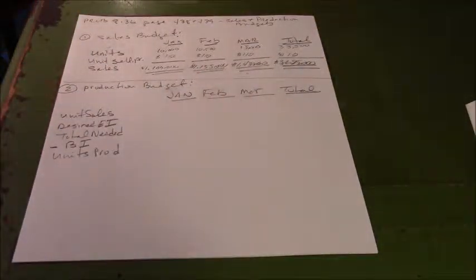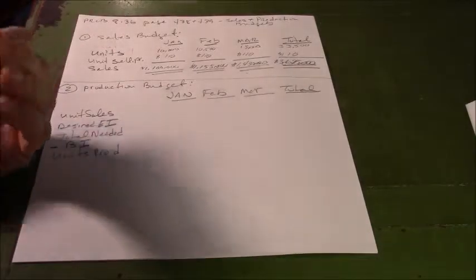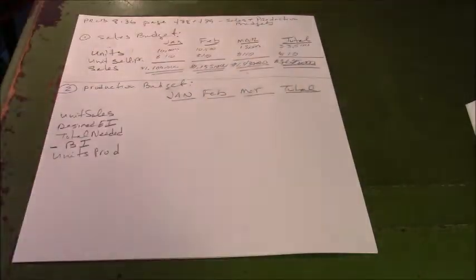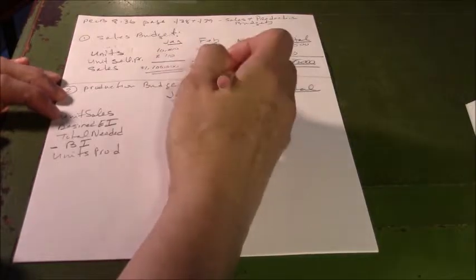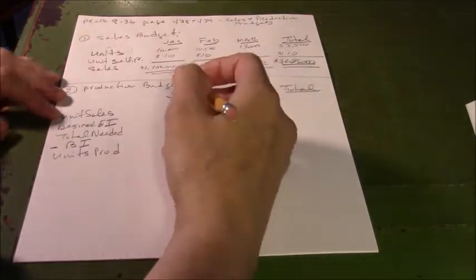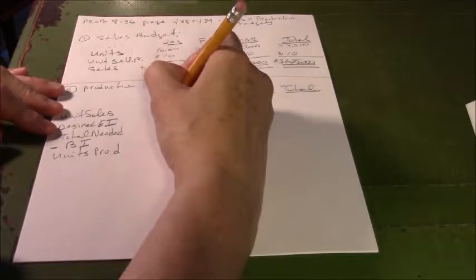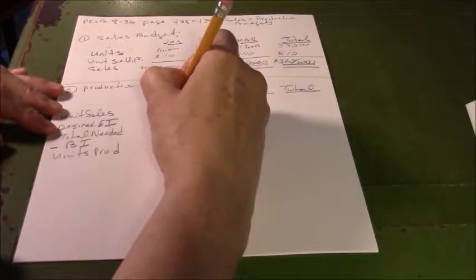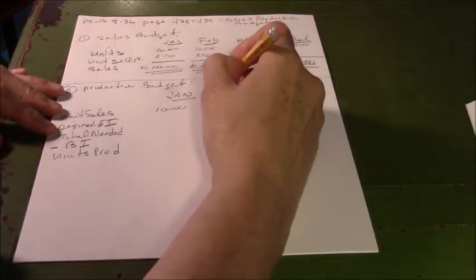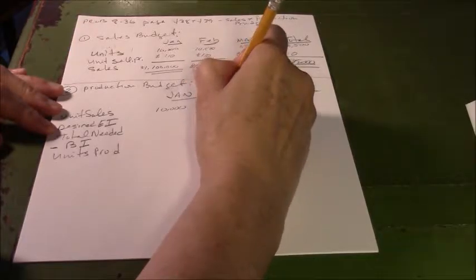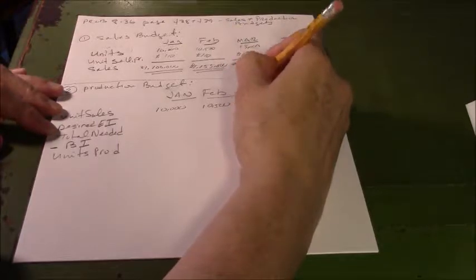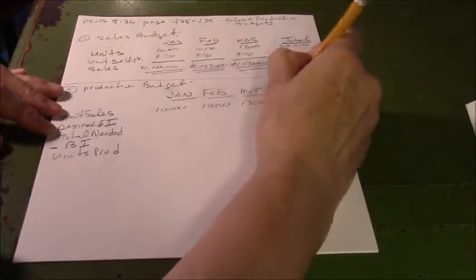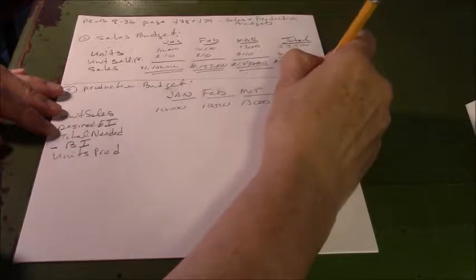All right, so I need to figure that out. So what we're going to do is set up a production budget. First thing we're going to put down is our unit sales, right? Because we know that, and that's the same as up here. That's how many we're going to sell. So we think we're going to sell 10,000 in January, 10,500 in February.